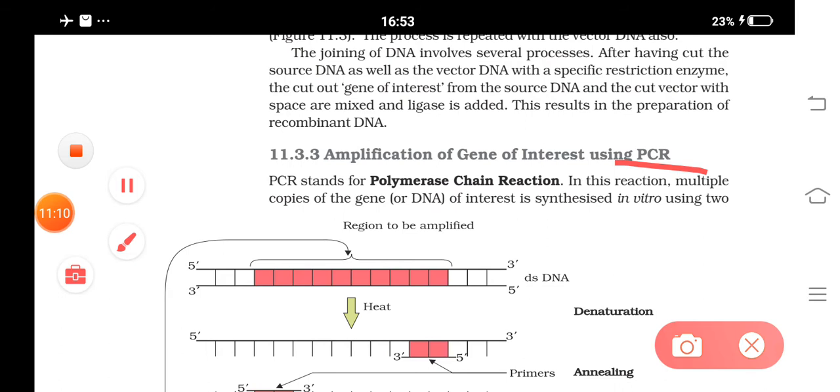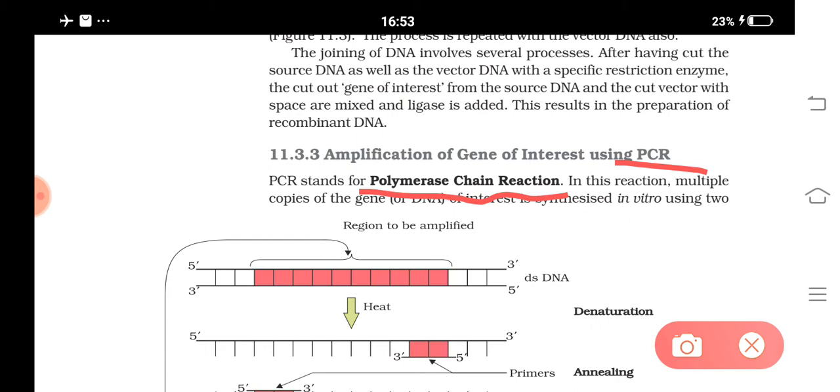PCR. Okay, so PCR is what? Polymerase chain reaction. Polymerase chain reaction is used to make multiple copies of the gene, the gene of interest which you have isolated from the source, from the plant or animal, or from the fungal cell, from wherever it is. First you isolate, then you cut, purify, then you cut.